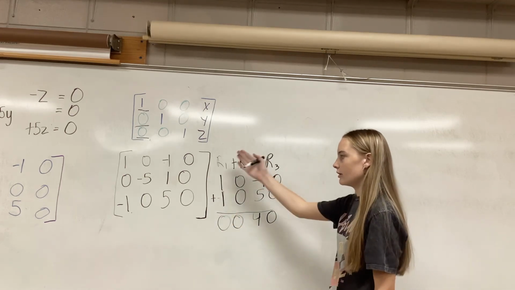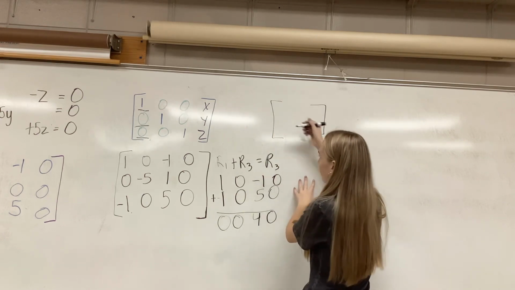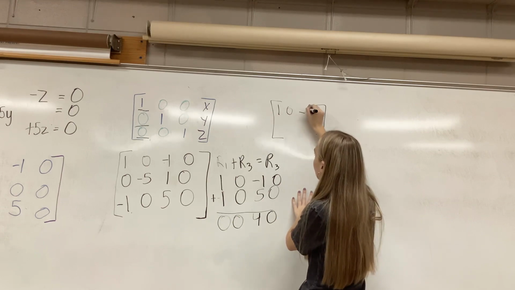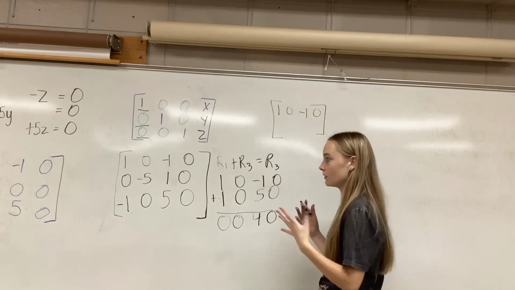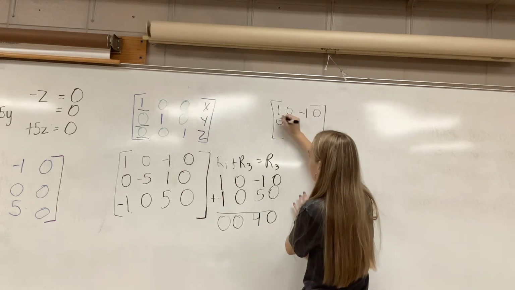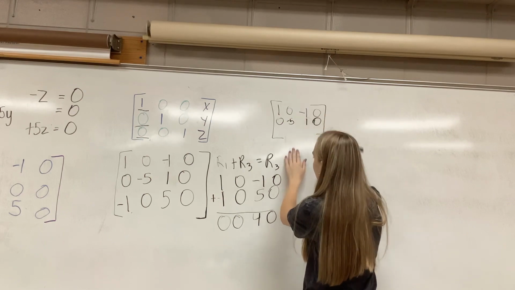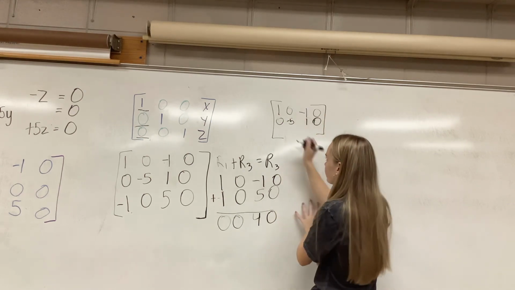So to make our new matrix, our row 1 is going to stay the same. So it's going to be 1, 0, -1, 0. Our row 2, we didn't even touch it this time, so it's also going to stay the same with 0, -5, 1, and 0. Our new row 3 is going to be the 0, 0, 4, 0.